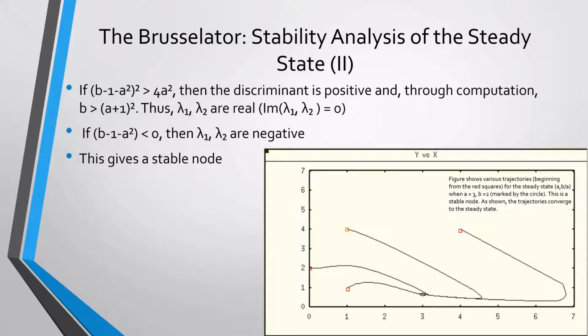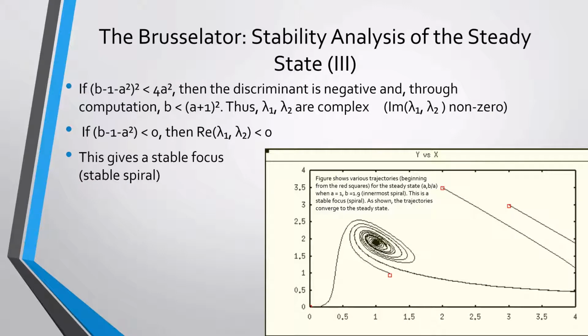For the next case, we assume all the same conditions from the previous slide, except consider the scenario when B - 1 - A^2 is less than 0. In this case, both eigenvalues are still real, but now they're both negative. This produces a stable node. The diagram on the right shows several trajectories with different initial conditions and the steady state marked by the black circle when A equals 3 and B equals 2. As you can see, all trajectories converge towards the steady state.